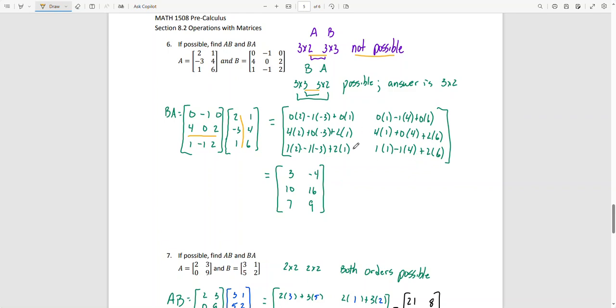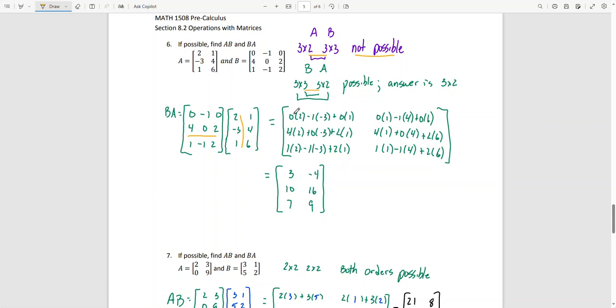Hit pause, check them out. Make sure that I've done it correctly. But notice row 1, 0, negative 1, 0, is used in row 1 of the answer. How is column 1 used? 2, negative 3, 1. This first column, 2, negative 3, 1, is used repeatedly. There's definitely some patterns going on here. So after we do the multiplication, and that's why these have to match up, right? There has to be three rows of one and columns of the other.